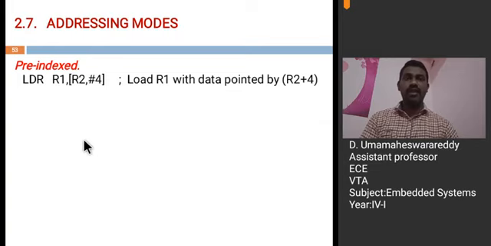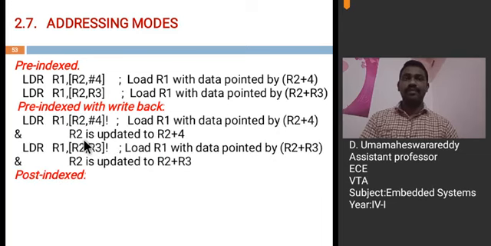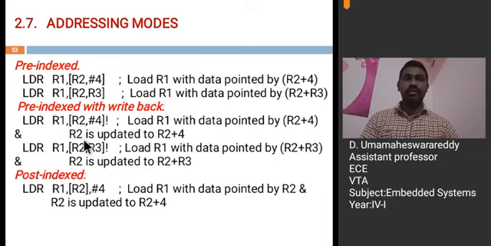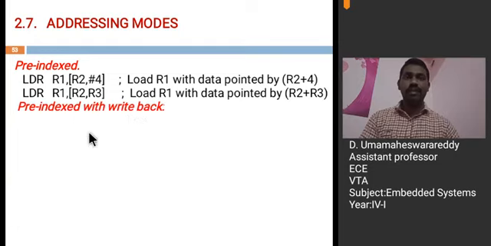Let us see an example here. In indexed addressing, you have pre-indexed addressing, pre-indexed with write back, and post-indexed addressing. These three are the addressing modes present in the indexed addressing mode. Let us see the first one, pre-indexed.